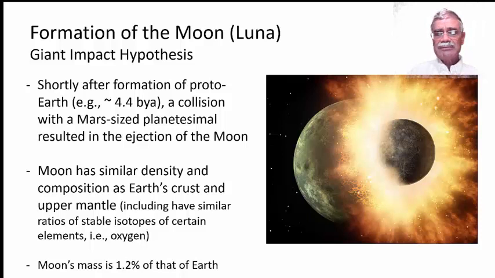As evidence for this, there are similar densities between the moon and the outer part of planet Earth. And the elemental composition has a similar ratio of some stable isotopes, such as oxygen and carbon. This again gets down into the details. But the point is that there's evidence that the moon, part of the moon at least, was a chunk of planet Earth. The mass of the moon is a little over 1% of the mass of planet Earth, but it's still very important to us.